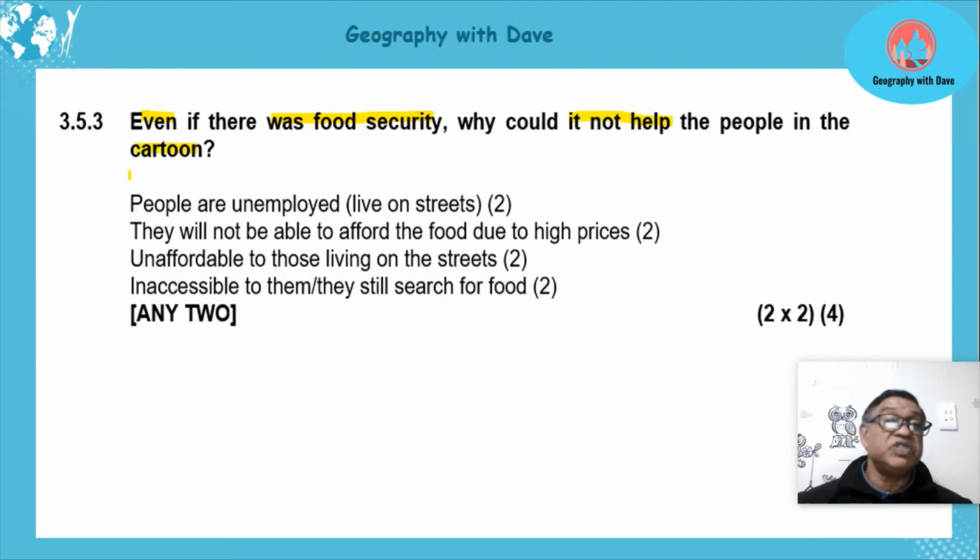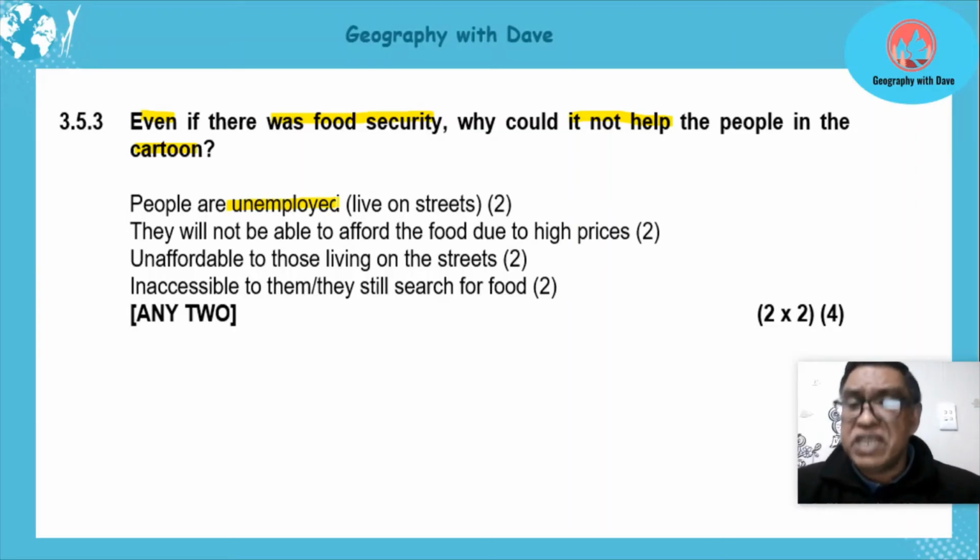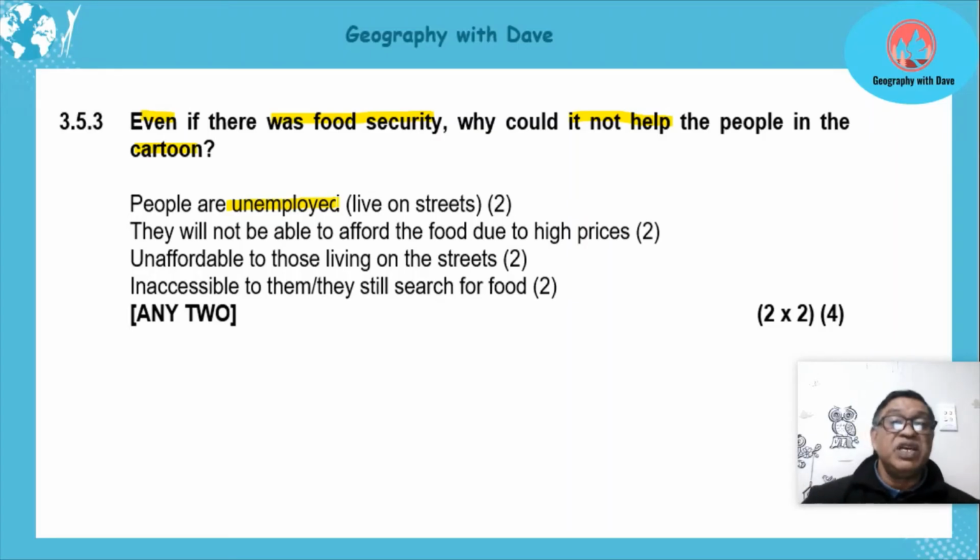Even if there was food security, people are unemployed. So even if there was enough food available, you understand, these people won't get it. They don't have the money to buy. Yes, they will be able to get a certain amount of food. And let me correct myself there. They won't be able to get the nutritious food that they need for food security. All right, they'll get any scraps or anything that they may have limited money here and there to buy. It's not definitely nutritious food. They will not be able to afford the food due to high prices.